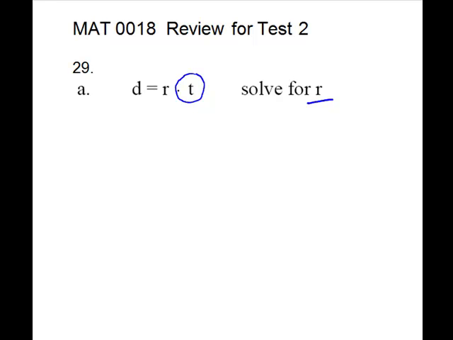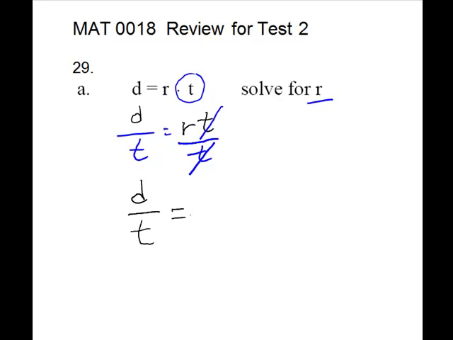It's multiplied, so to make it cancel, we should divide by it. So we're going to divide on both sides by the one we don't want. I'm going to divide by the t. We'll clean up. That t cancels. It's okay that you have a fraction on one side. The r is isolated. That was your goal.